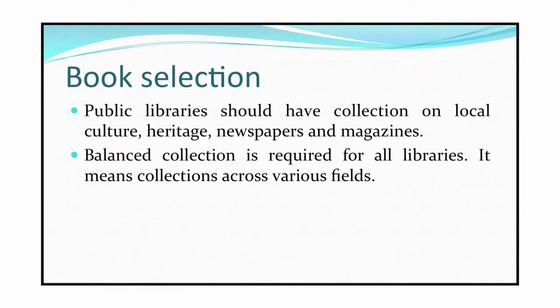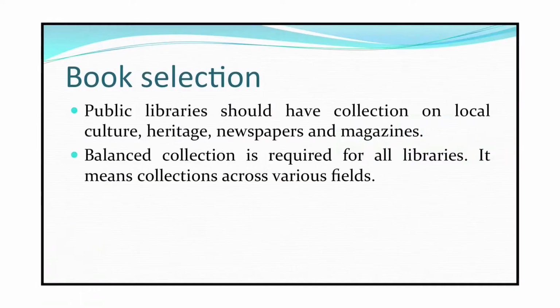Then college and university libraries should have books related to courses and programs which are being offered. The collection should also have related reference books, newspapers and magazines. Then book selection is equally important in public libraries. Public libraries should have collections on local culture, heritage, newspapers and magazines. A balanced collection is required for all libraries. It means collections across various fields should be procured and maintained for the users.